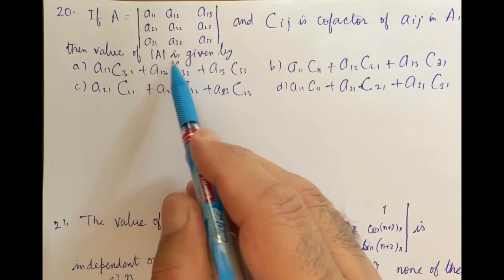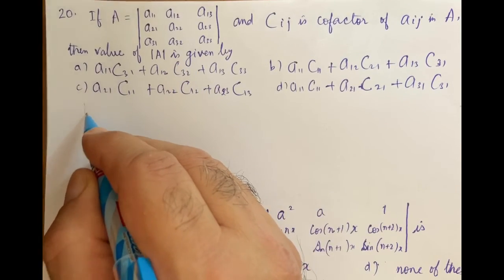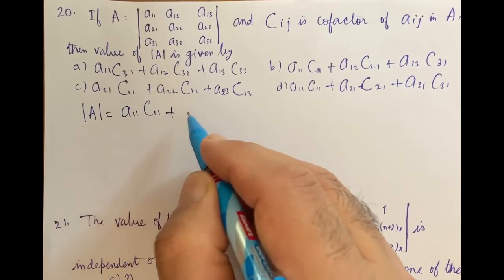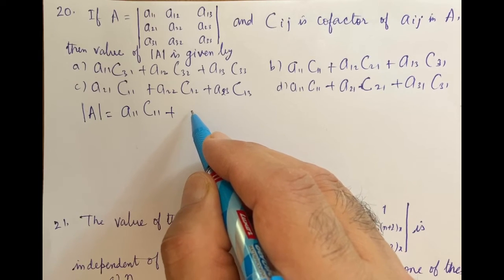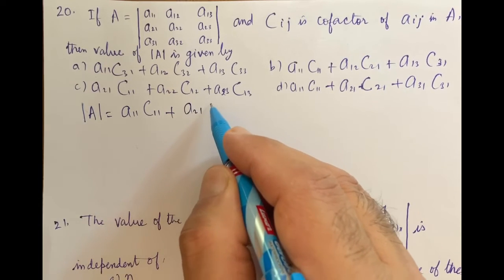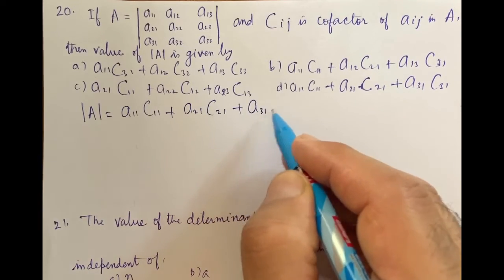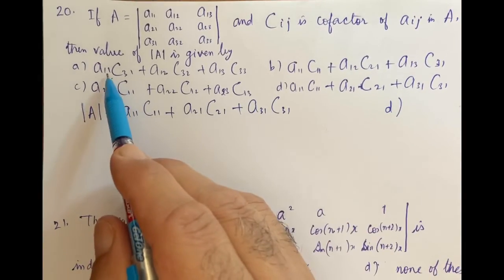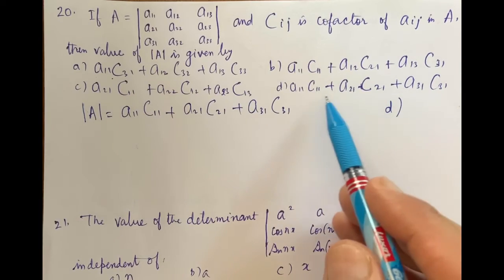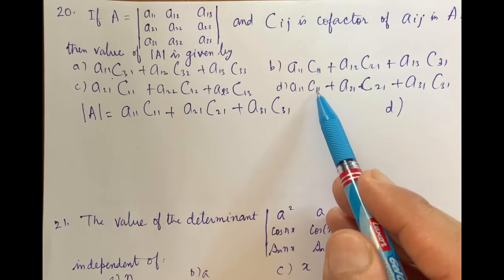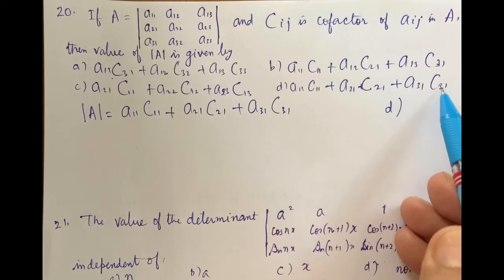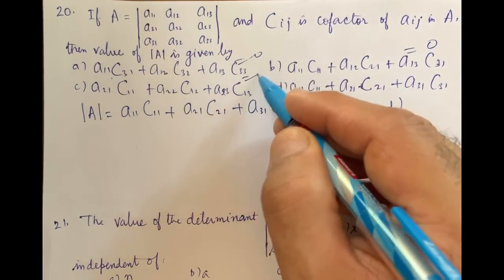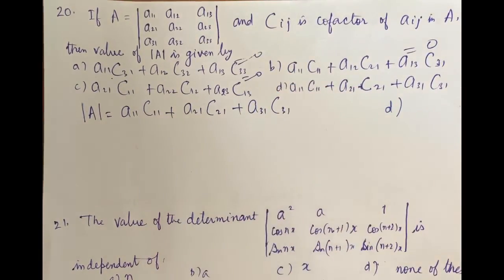We have to find out the value of determinant of A. We know determinant of A is equal to element into cofactor plus the next element of the same column, that is A21 into C21 and A31 into C31. So D is the correct answer. All other products will be zeros. Only in this case we have element and cofactor, element and cofactor, element and the cofactor. In other cases the answer is 0, this is 0, this is 0. Only this will give us the value of determinant.